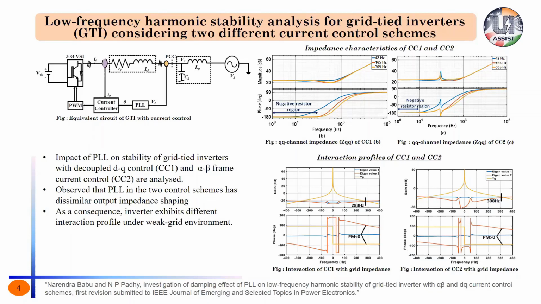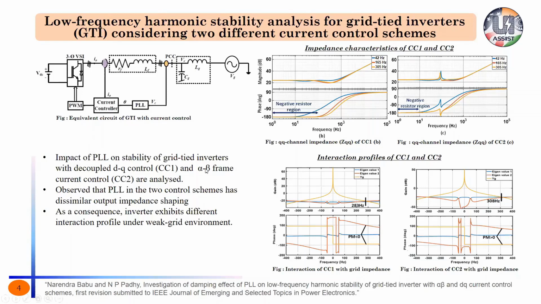Here we are looking into how the PLL, the phase locked loop used for grid synchronization, shapes the output impedance of the inverter. To carry out this study, we considered two current control schemes. One is decoupled DQ frame control, which is very popularly used in most industrial inverters, and we call it current controller 1. The second is the alpha beta frame current controlled inverter, designated as current controller 2. Both schemes have a PLL for grid synchronization, but the impact that the PLL creates on the output impedance of these two inverters is different. That's what I would like to highlight here.